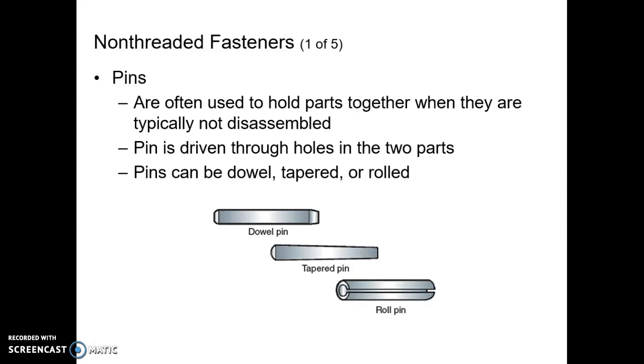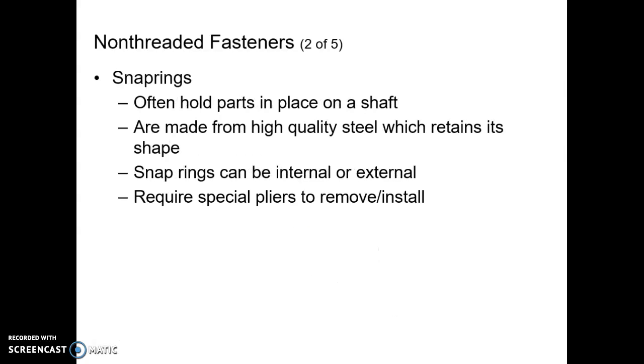Some common non-threaded fasteners are pins, and we have typically got three different types. We have a straight dowel pin, which is solid. We have a taper pin, which is tapered and uses a taper to compress and lock it in place. And then we have a roll pin or expansion pin, which is actually hollow and split. The purpose of a roll pin is once you drive it into a hole, you compress it, and the tension of the pin expanding out helps to hold it in place.